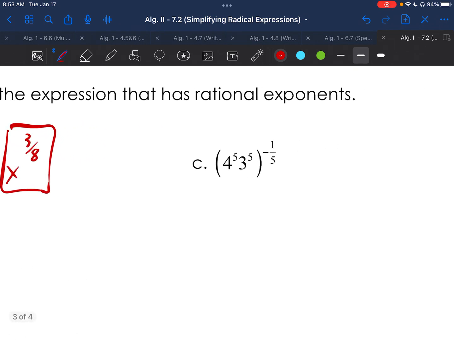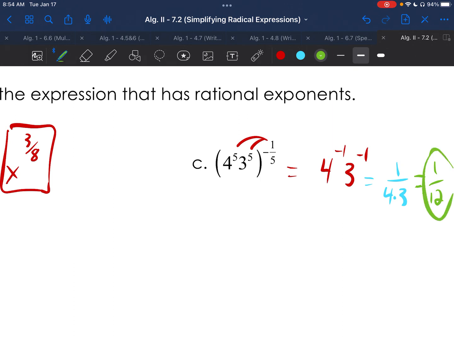Next, on letter C, we multiply this exponent to both exponents. So 5 times negative 1/5 is negative 1. And 5 times negative 1/5 again is negative 1. But now, since they're negative exponents, we'll reciprocate them and have 1 over 4 times 3. And since there are no more exponents, we just multiply them together and get 1 over 12. It's a little simpler than 5 to the 7/6 or x to the 3/8.